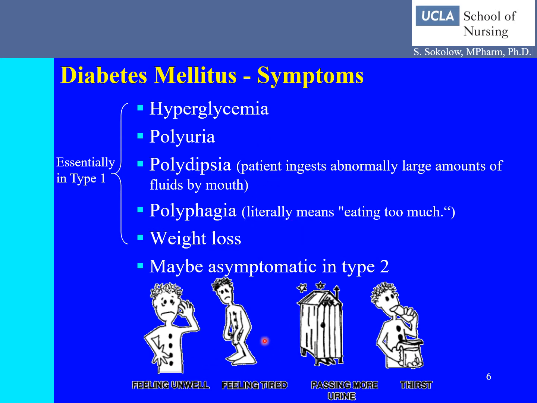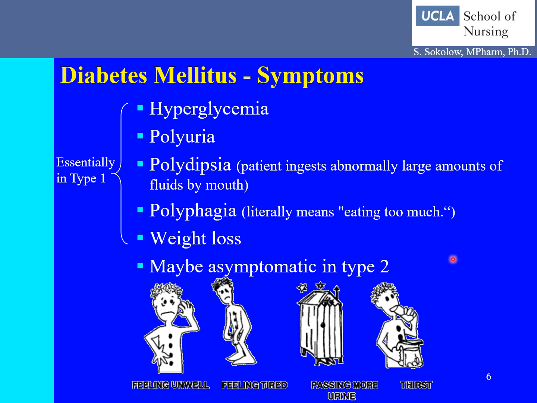So which means they are eating too much, and here they pass an abnormal amount of urine, and in this case they would ingest an abnormally large amount of fluid by mouth. And so these are kind of like the signs and symptoms: thirsty, feeling tired, passing more urine, and feeling unwell. Weight loss also can be seen in type 1 diabetes.